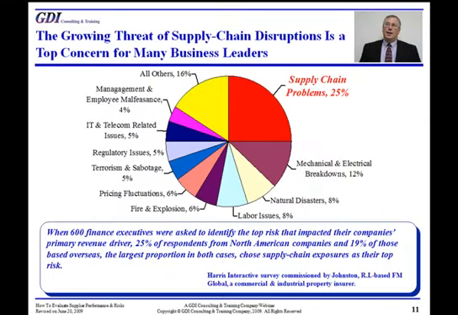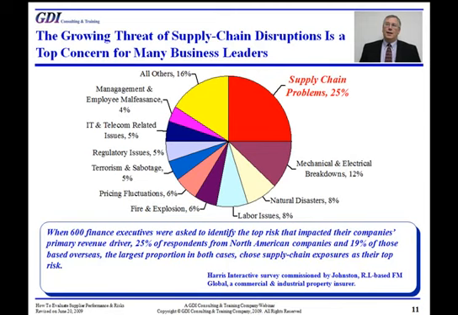A number of years ago, Harris Interactive did a survey. It was commissioned by Johnston, a Rhode Island-based global commercial industrial property insurer. They were concerned about the values of properties, particularly manufacturing and distribution properties around the world. So they went to 600 financial executives and asked them to identify the top risks that impacted their company's primary revenue drivers. Not looking at profits, looking at revenue drivers.